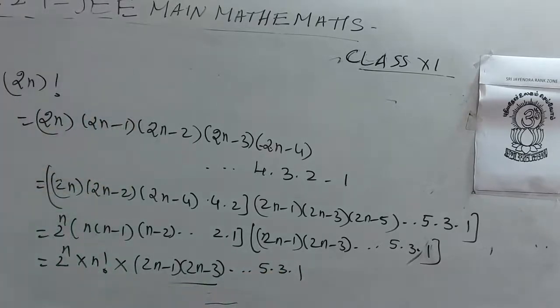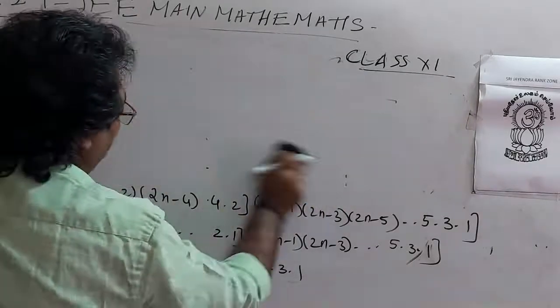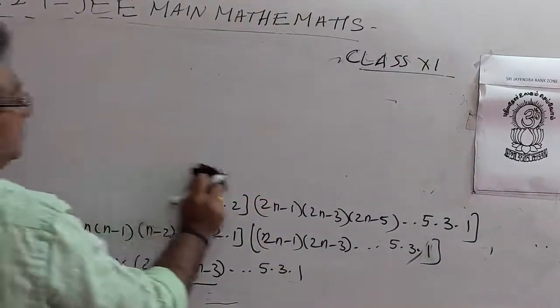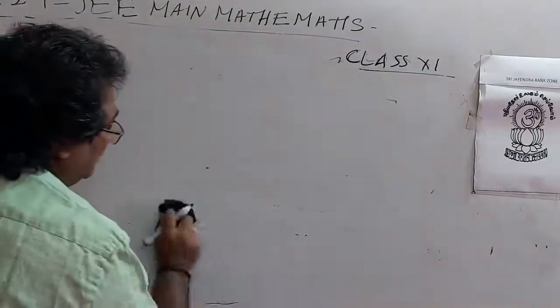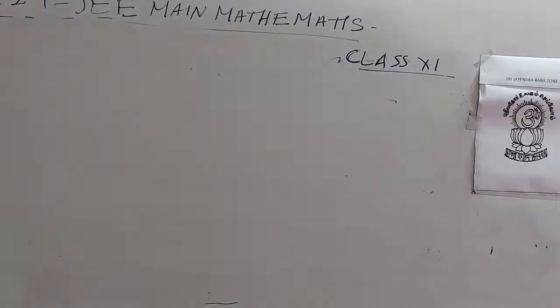So these are very important results that are useful to find values. So factorial addition can be used not only in permutation combination, in some other chapters also we will use it.